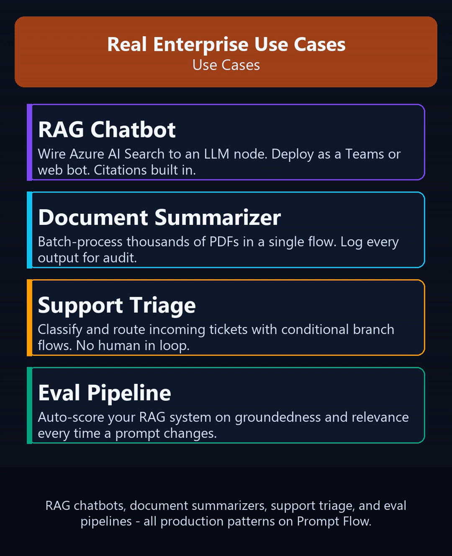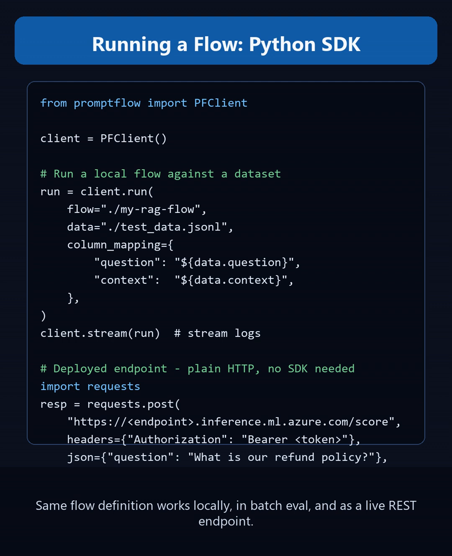The Python SDK lets you run any deployed flow in 3 lines. Create a PF client, call create and wait pointing at your flow folder and a data JSON file, and retrieve outputs with get details. For production, a deployed flow endpoint is just a REST API you call with a standard HTTP post, no SDK required. The same flow runs locally, in batch, and in production.